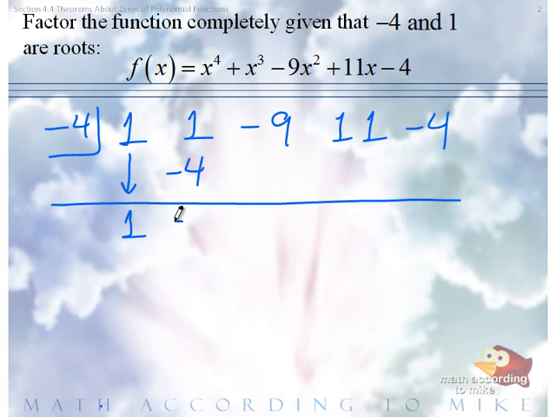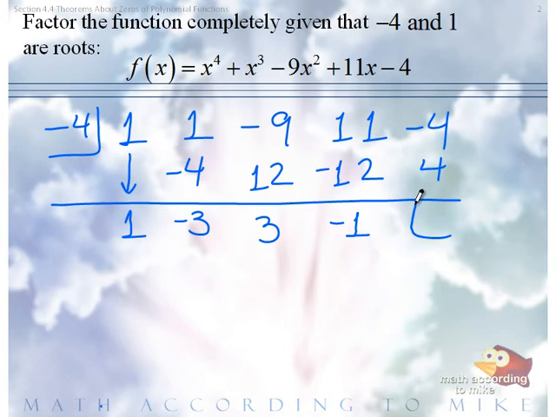Multiply, add, multiply, add, multiply, add, multiply, add. Sure, the process again: drop the first number always. Anything below the line, multiply by what's in the box. It goes in the next column. Add. Repeat. Multiply, add, all the way down. Since you're told that that's a root, you should expect a remainder of 0.